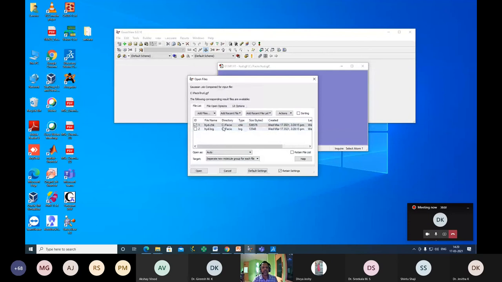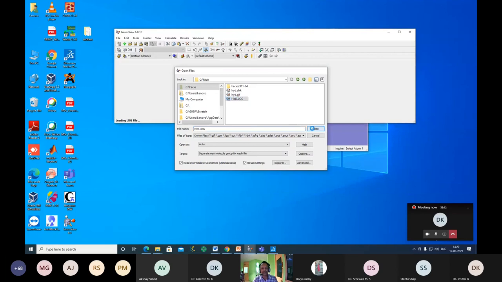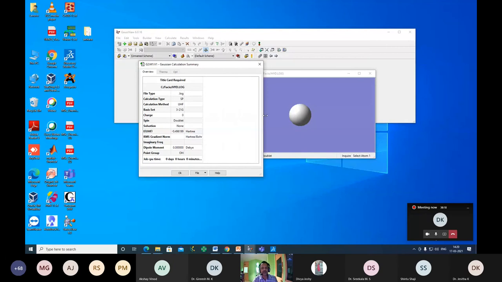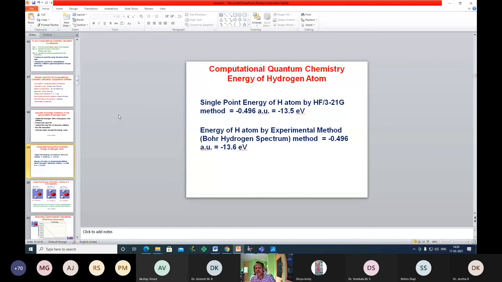What is our final result? File opened. And the summary of this result. Your energy value is minus 0.496 Hartree. And this is almost equal to minus 13.6 electron volt. Minus 0.496 Hartree is equal to minus 13.5 electron volt. It is near to the experimental value. That means in this calculation, we are just calculating the energy of the electron, a single point energy calculation of the hydrogen atom.